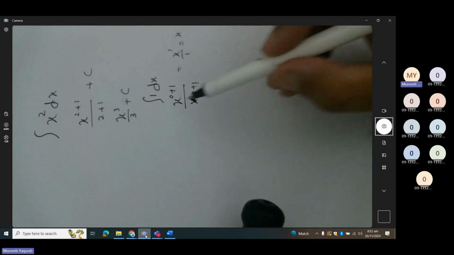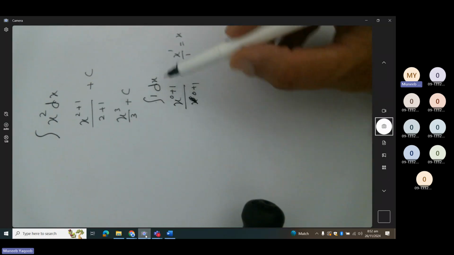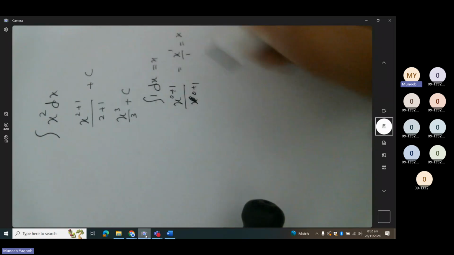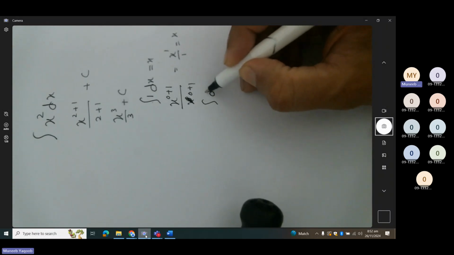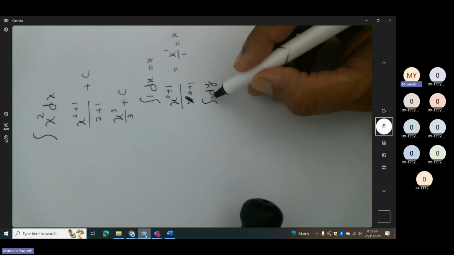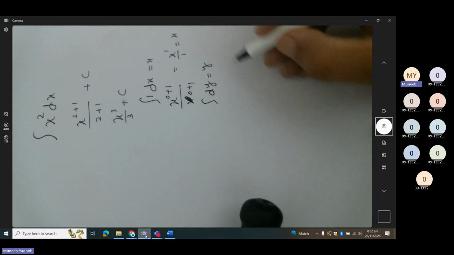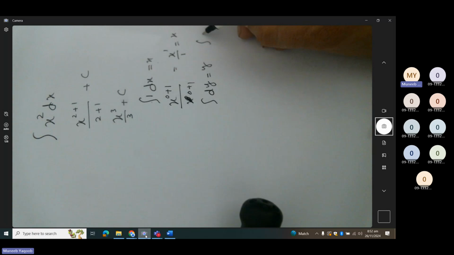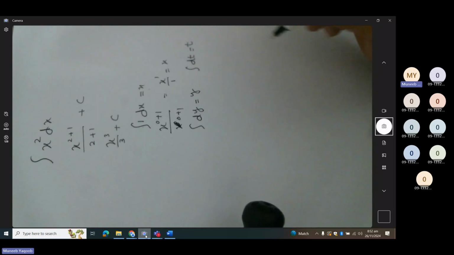So in short, if you are integrating with respect to x, so you will write integral dx, the answer would be x. If you are integrating with respect to y, that is integral dy, and nothing is inside, then the answer is y. If you are integrating with respect to t, like integral dt, the answer would be t.